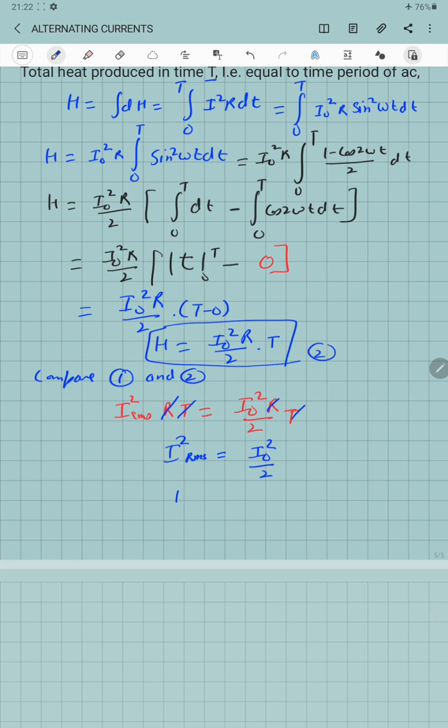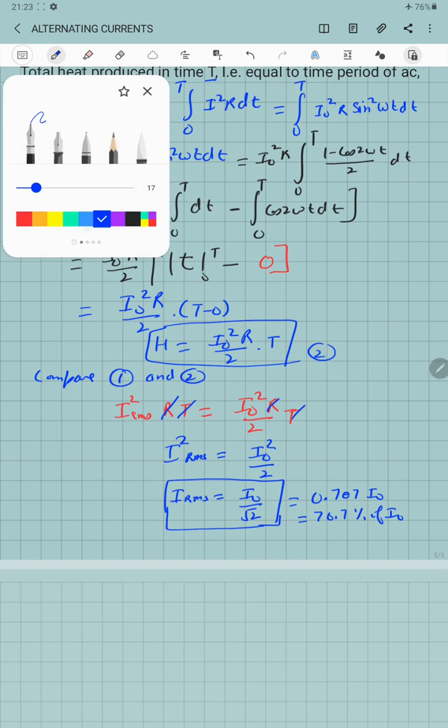or I RMS is equal to I naught over root 2. So this is the relation between the RMS value and the peak value of the AC, which we can also write as 0.707 I naught, or 70.7% of I naught. So from here we get that the effective value or virtual value or RMS value of AC is 70.7% of its peak value.